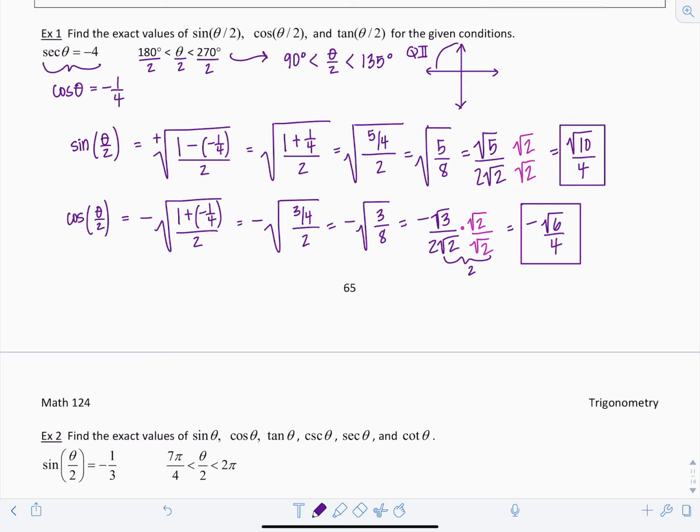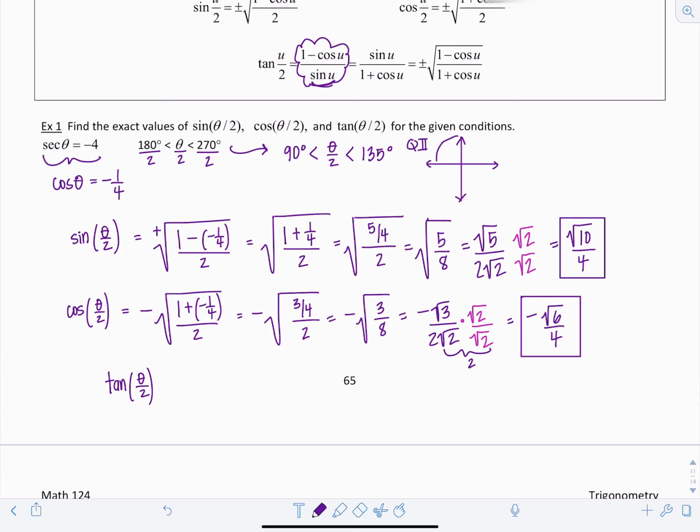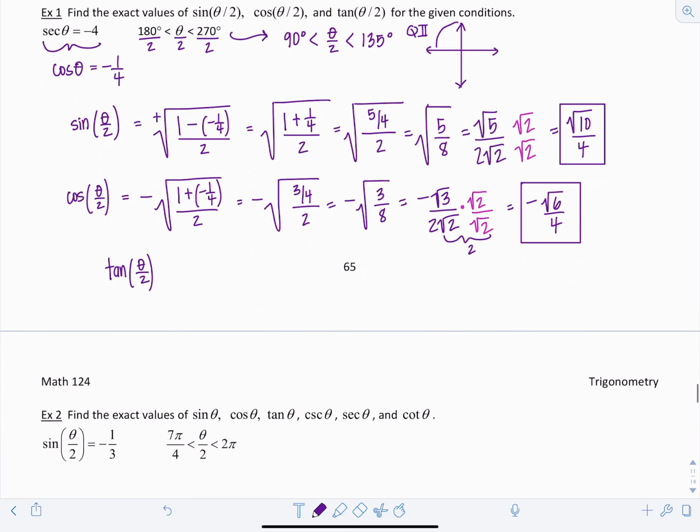Now, last one is tangent of theta over 2. So you have a couple options. You could just do sine of theta over 2 divided by cosine of theta over 2, or we could work with the formula. So it's really up to you. Since I didn't draw a triangle though, I don't really feel like working with the formula because I would need sine u, and I'm only given cosine of the angle right now. So I'm just going to take sine of theta over 2 and then divide it by cosine of theta over 2.